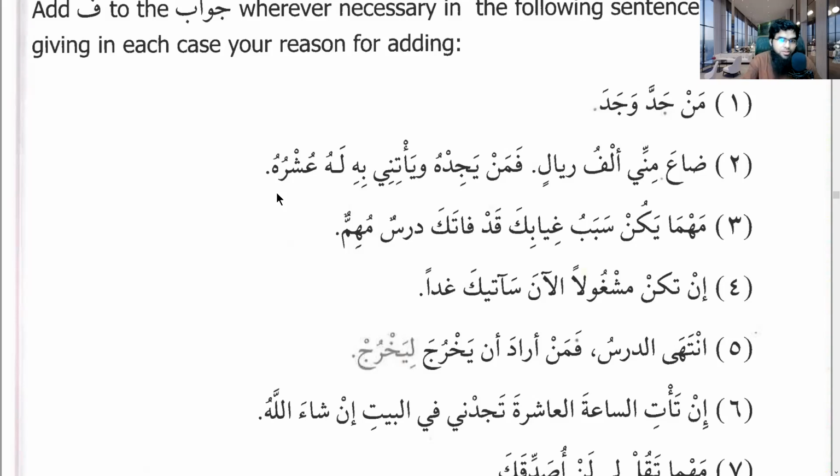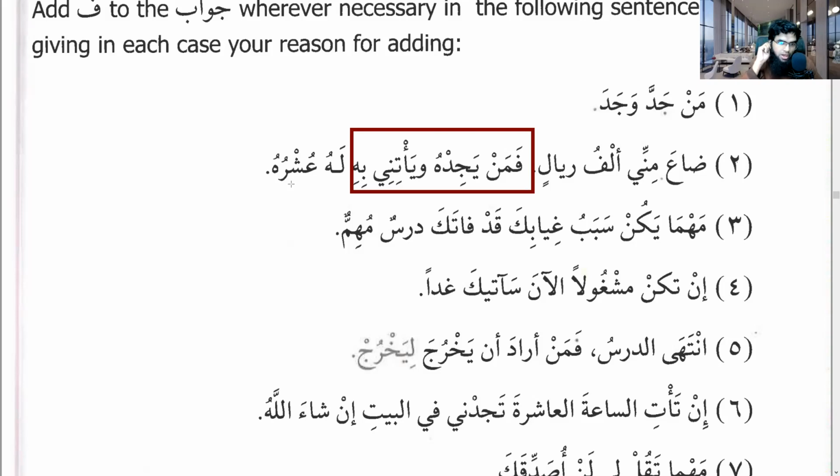Yes, it should come. Why? Where's the condition? The first part is not a condition: I lost 1,000 riyals. But here, fa man yajiduhu wa ya'tini bihi, this is a shart. Whoever finds it and brings it to me; ata is to come, but bihi means brings it to me. Falahu. While reading itself, you'll feel it odd. Once you get used to it, you'll feel like something is missing. Falahu ushruhu. Fa should come here because the jawab is ismiya. There's no verb there at all. So use fa.